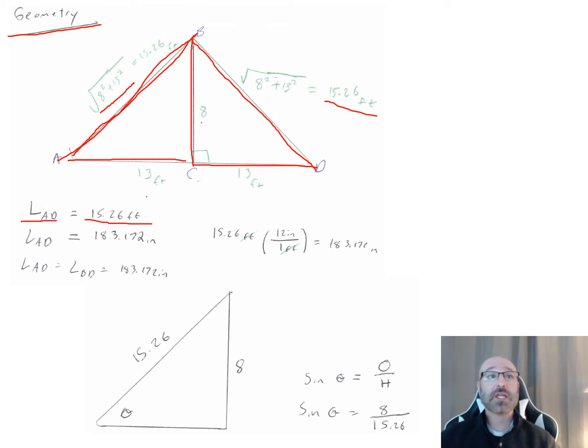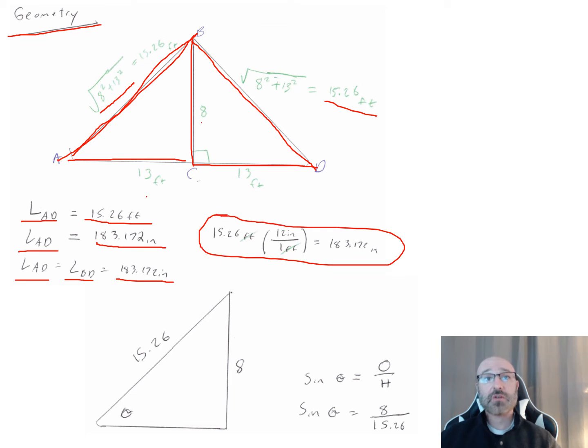So from that, I can say, okay, my length of AD is 15.26 feet. I want to convert to inches, so the length of AD is equal to 183.72 inches, which is the same as BD over there. So they're both 183.72 inches. And this is my conversion I used right here to do that: 15.26 feet, 12 inches in a foot. Feet cancel with feet when I do my unit analysis. There's where I get my 183.72 inches for the length of my member AB.